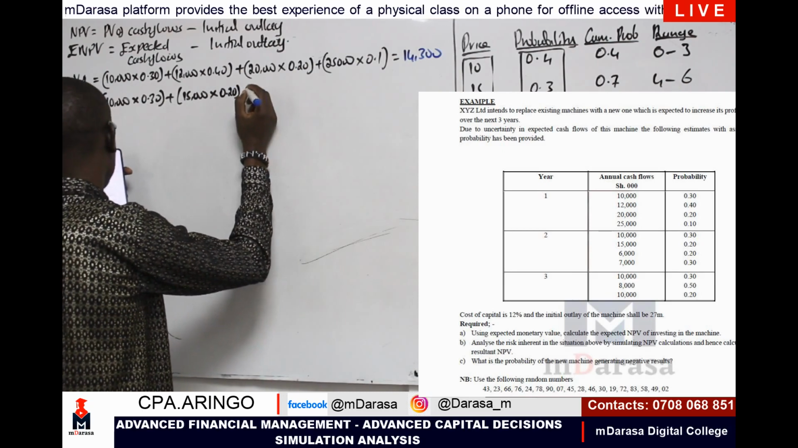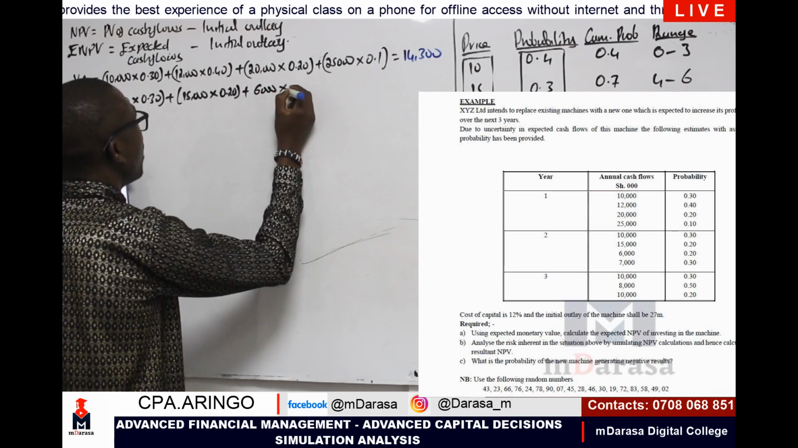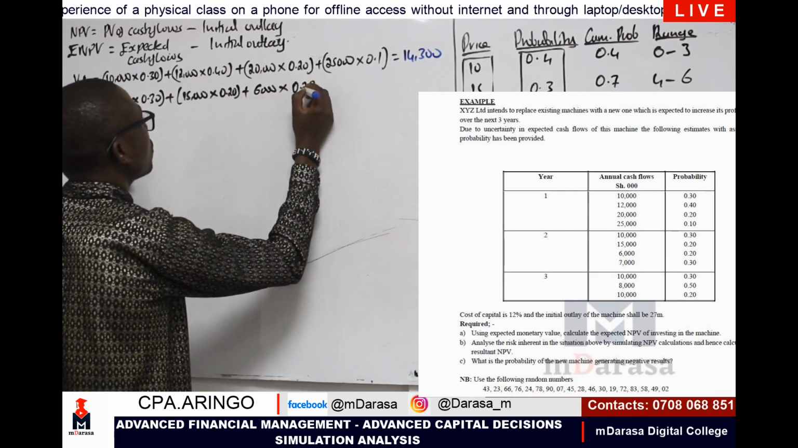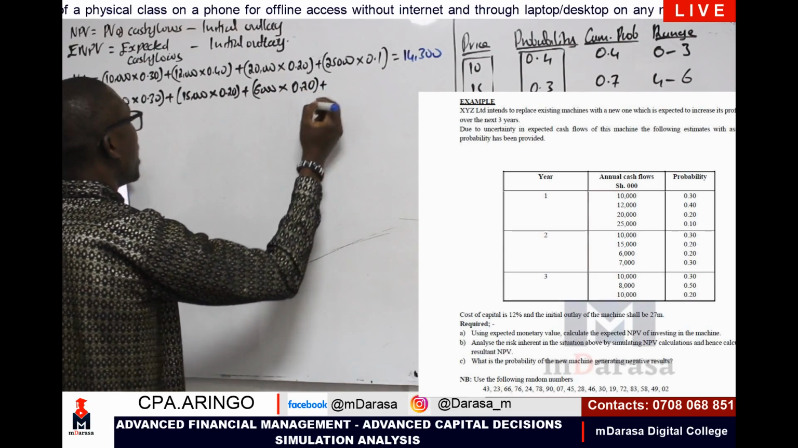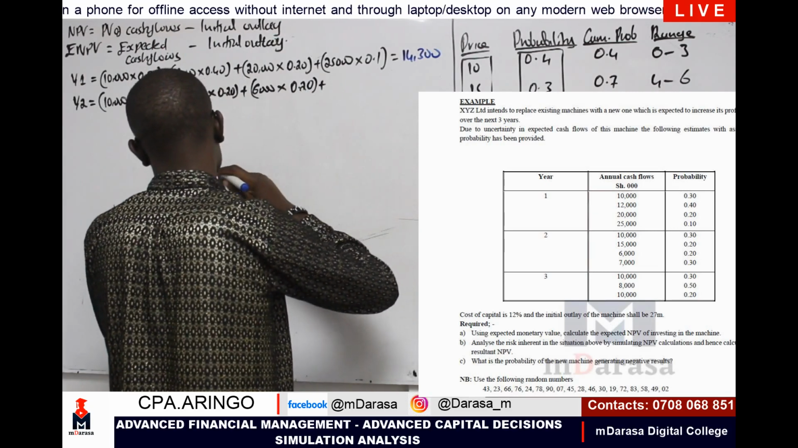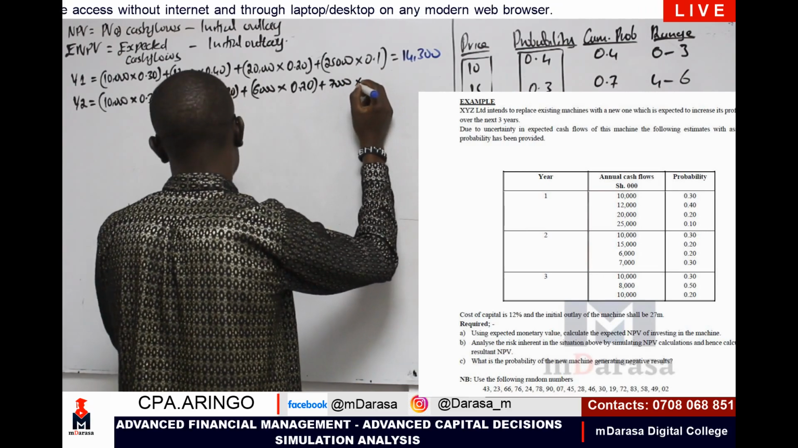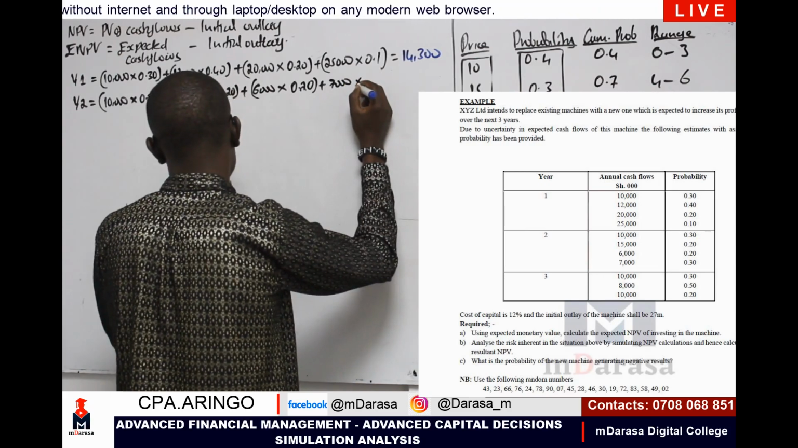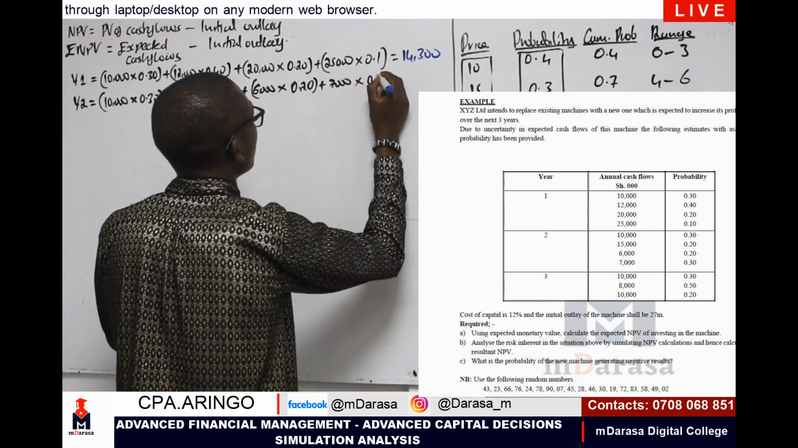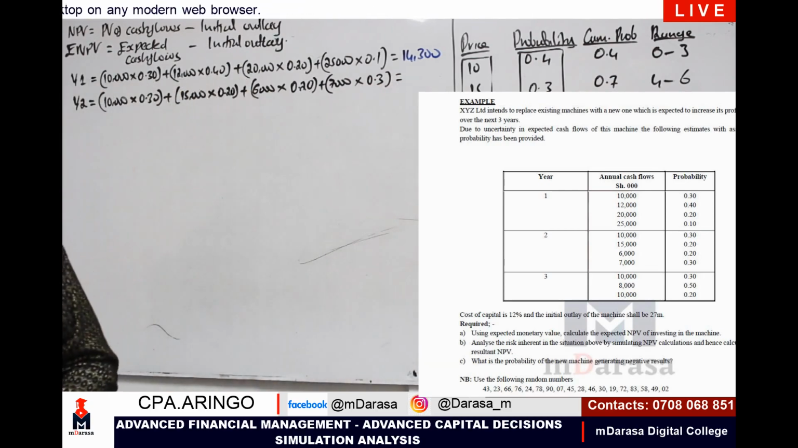We add 6,000 by 0.20. We add 7,000 by 0.3. What should we be having there quickly?